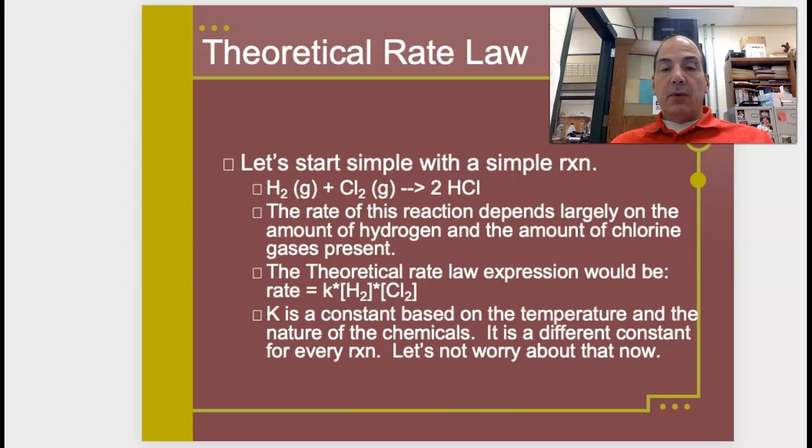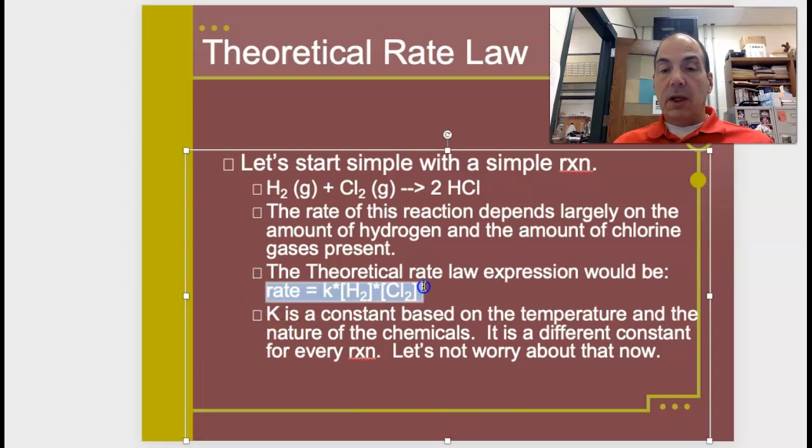So here's a reaction for synthesis of hydrogen chloride. So we see our reactants are hydrogen and chlorine. So in theory, the rate law for this should be rate equals K times concentration of H2. We use square brackets to indicate concentration, times the concentration of Cl2. That's it. That's all there is to it. Their coefficients are 1, so we would have 1s, we don't have to worry about raising it to a power or anything like that.